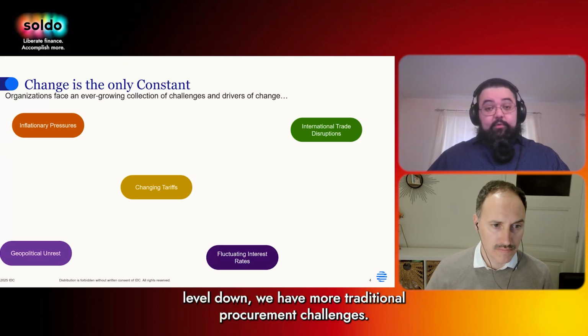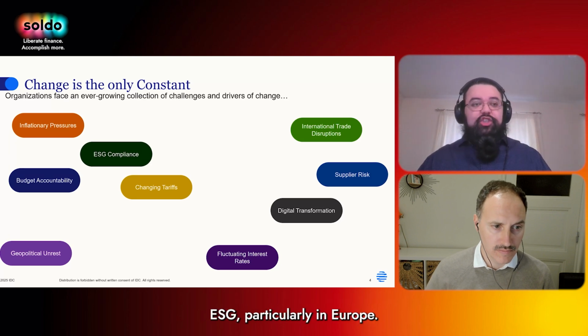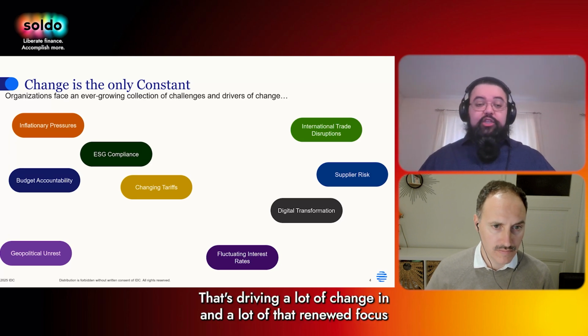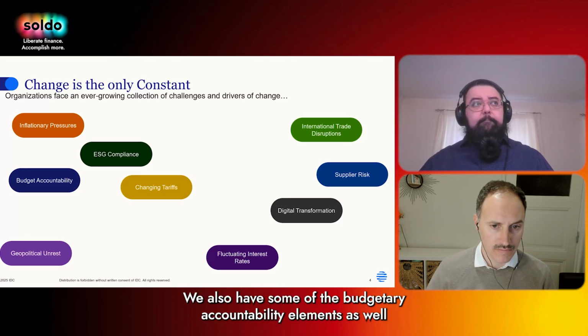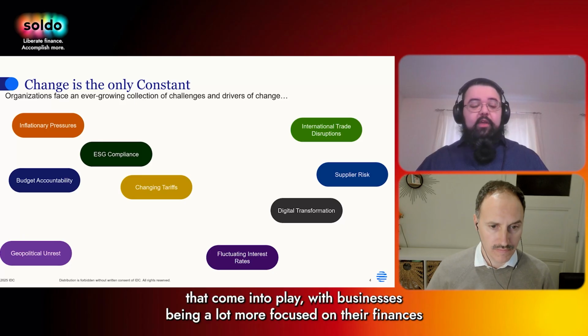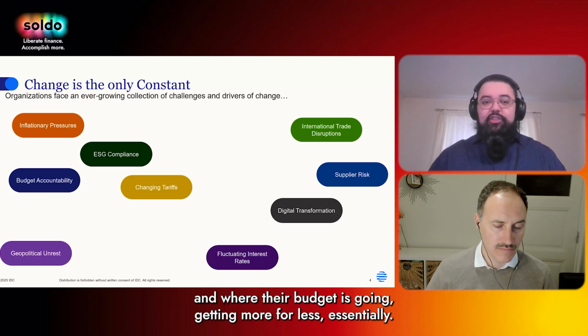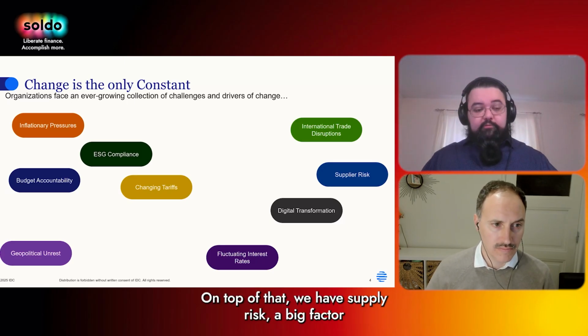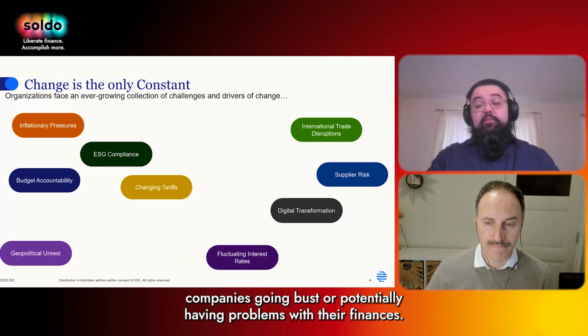Then the next level down, we have more traditional procurement challenges. We've got regulatory concerns, most recently around ESG, particularly in Europe. That's driving a lot of change and a lot of renewed focus when it comes to buyers. We also have budgetary accountability, with businesses being a lot more focused on their finances and where their budget is going, getting more for less, essentially. On top of that, we have supplier risk, a big factor in Europe with the way that finances are going, companies going bust or potentially having problems with their finances.